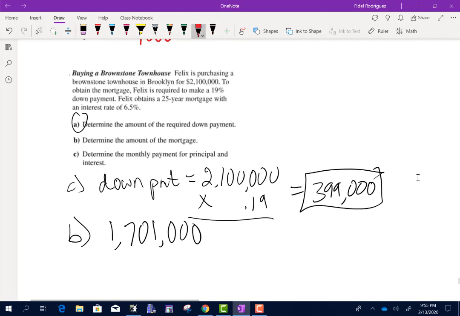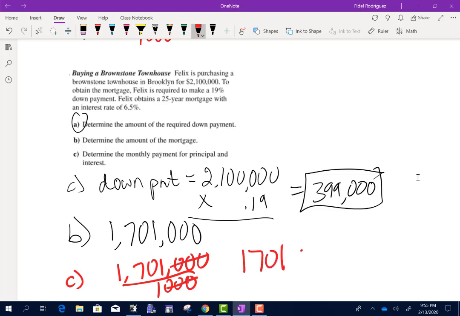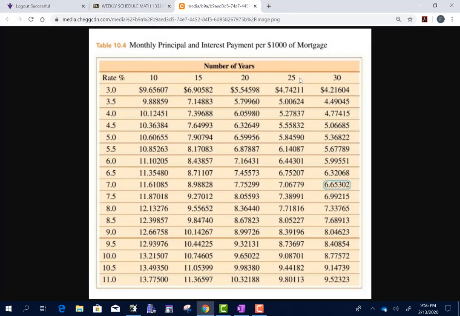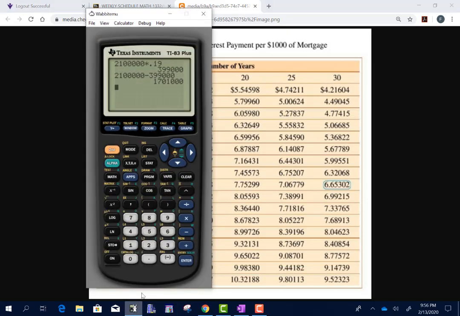Okay. So guys, remember for Part C, the first thing we're going to do is take that $1,701,000. We're going to divide it by 1,000. Get rid of those zeros. We're going to end up with 1,701. Okay. Times. Now let's take a look. What do we need? 25 years at 6.5%. Okay. So let me bring this back up here. Here's 25 years at 6.5%. That's this number right here, the 6.75207. Okay, so we said we had 1,701 times, man, I already lost it.